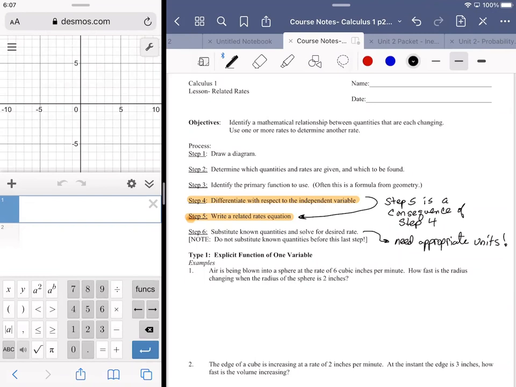So air is being blown into a sphere at a rate of 6 cubic inches per minute. How fast is the radius changing when the radius of the sphere is 2 inches? And it's like, all right, I guess I could draw a sphere. I mean, I personally can't, but I could throw a sphere in there. I don't know that it's actually going to be too helpful to do that.